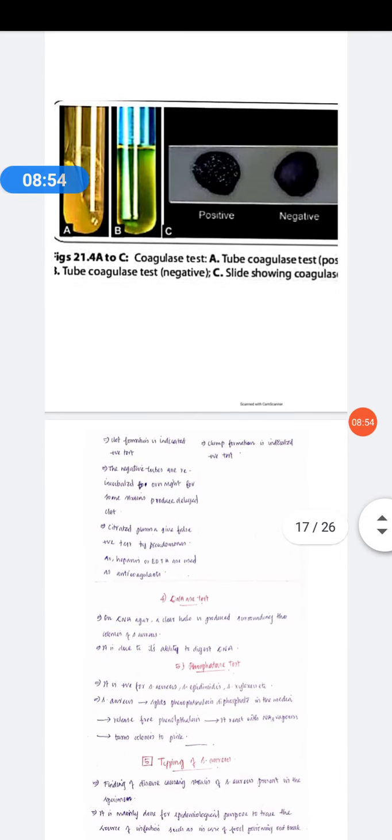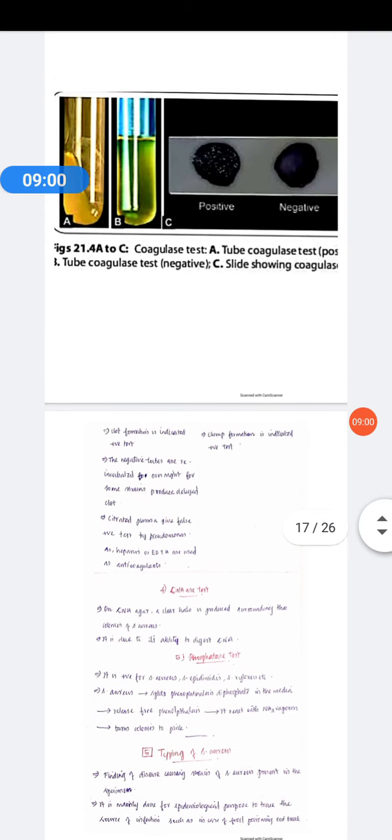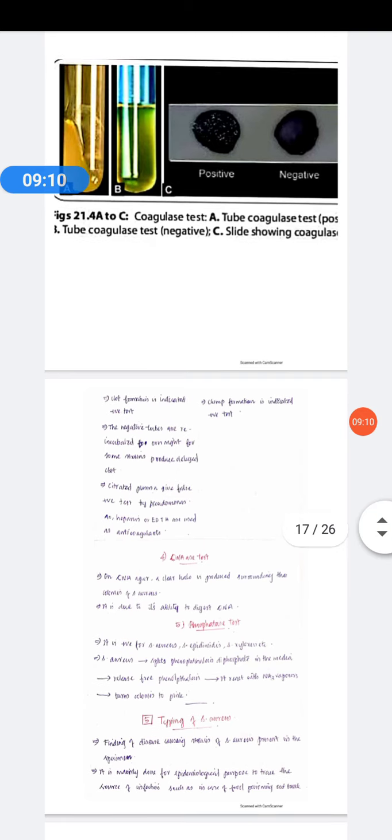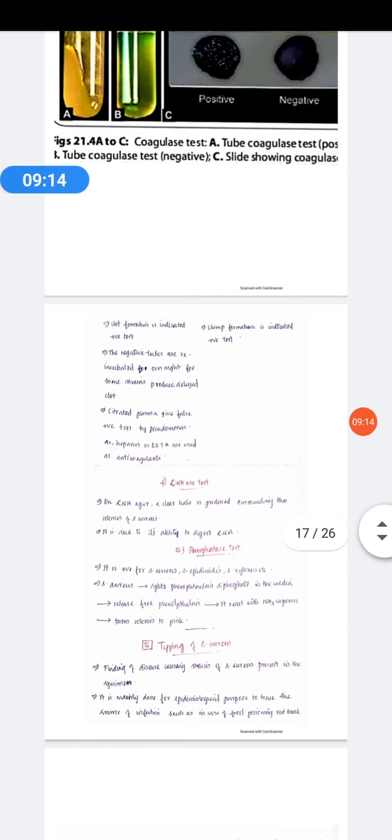In the figure, for the tube coagulase test, clot formation is indicated as a positive test. The clot does not move or flow when we tilt the test tube, as we can see. And in the case of the slide coagulase test, what happens? Clump formation is indicated as a positive test.